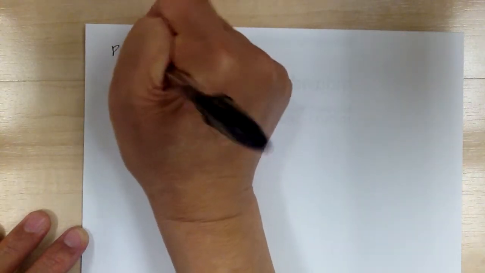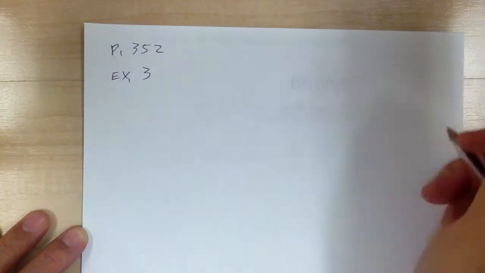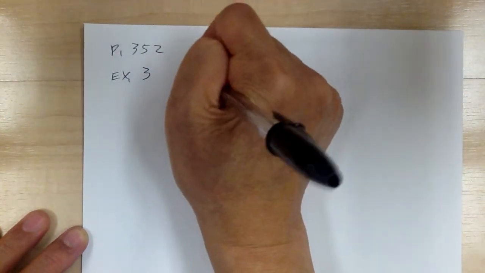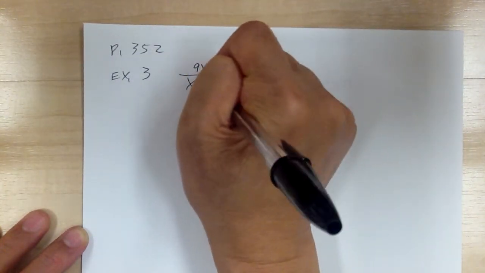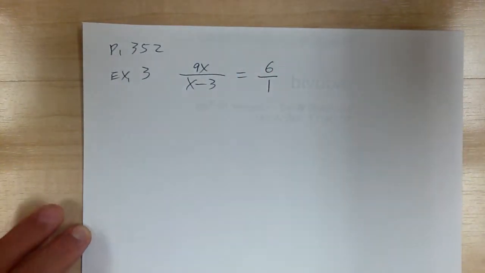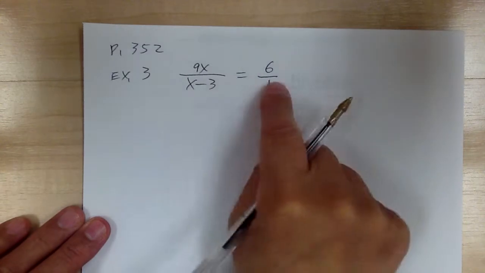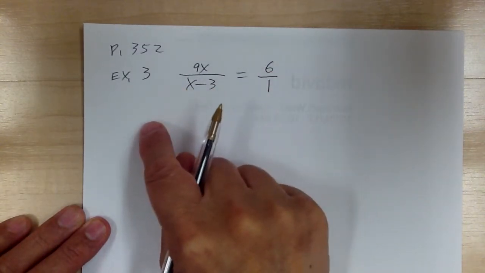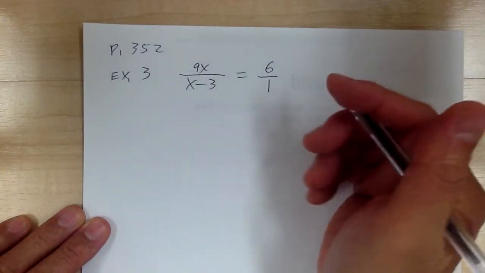Okay, let's go to example 3. Example 3, you have 9x over x minus 3 equal to 6. I'm going to write 6 over 1. Okay. So this is a simple fraction, so you can either cross multiply or just multiply by the LCD.